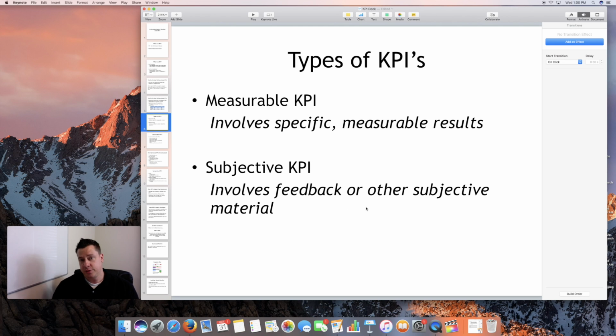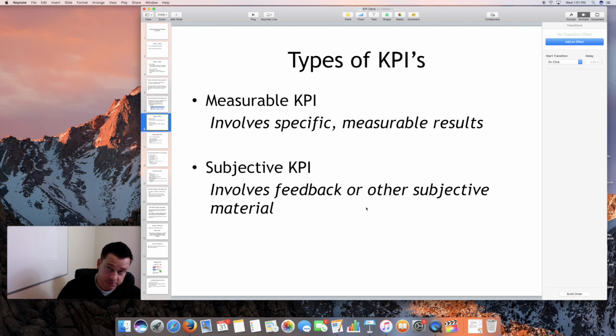Now, like we said, there's 2 different types of KPIs. The very first one is something that's measurable, something that is the math, right? And we always say the path is the math, and there's no way to fluff these numbers. It's not subjective. It's a very measurable time, like when did the asset go on the market to when did we receive our first offer. That's not subjective. That's a timeline, okay? So a measurable KPI would involve specific measurable results.